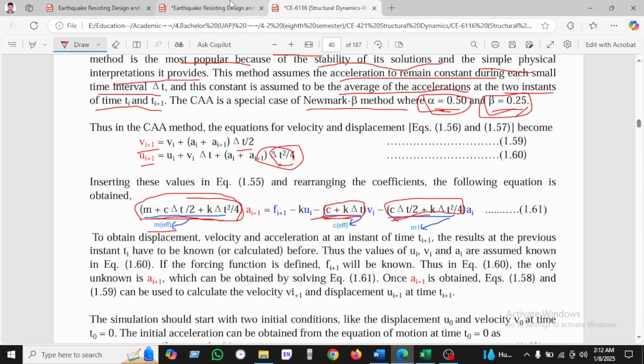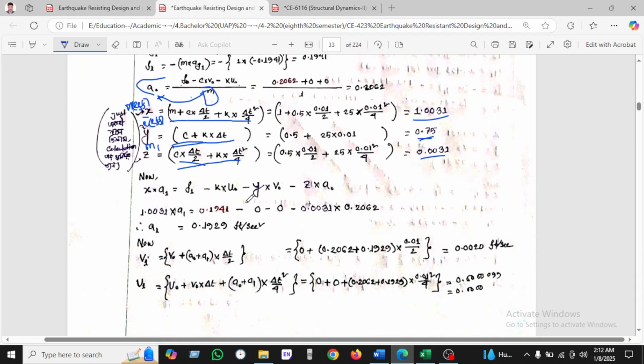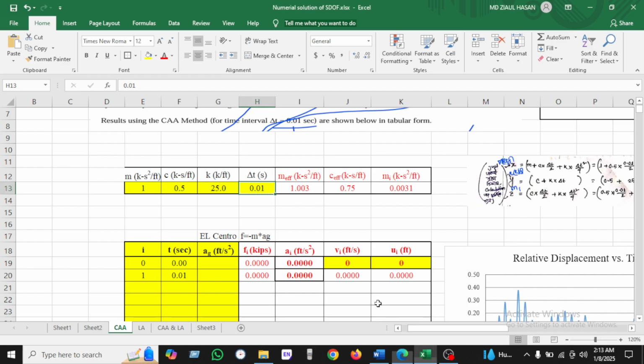So let's see how we will solve the question. Now if we put in these values, we find A1. Using M effective, A1, F1, KU, and the velocity term, with C effective and M1, in this way we will find A1.